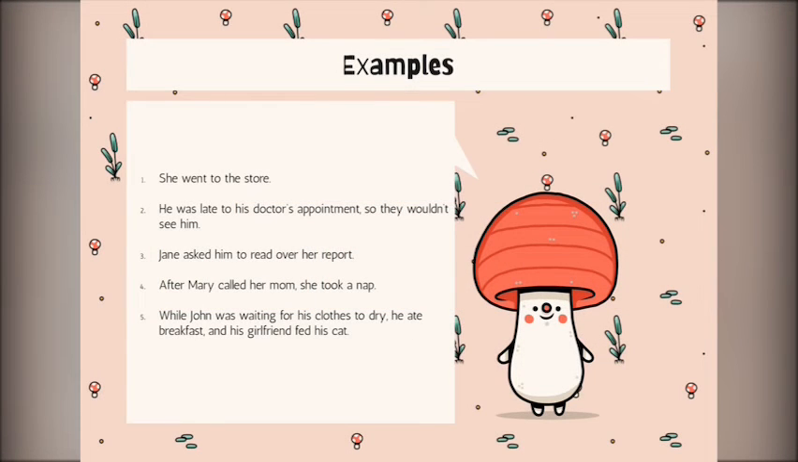So now here at the end, I've posted a few examples if you would like to do them on your own. The first one, she went to the store. The second one, he was late to his doctor's appointment so they wouldn't see him. Then the third one is Jane asked him to read over her report. The fourth one is after Mary called her mom, she took a nap. And the fifth one is while John was waiting for his clothes to dry, he ate breakfast and his girlfriend fed his cat.